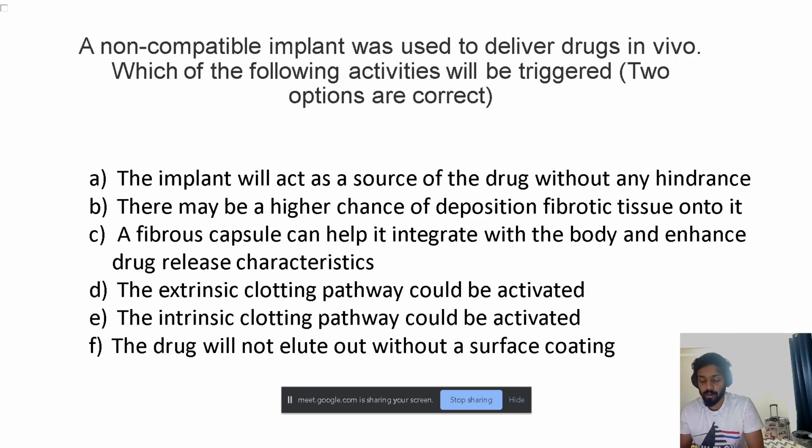The drug will not elute out without a surface coating. Okay, it's not necessarily the case. The drug might still elute out, but at a much lower quantity than what you want the profile to be, right? So, for now, it seems like there may be a higher chance of deposition of fibrotic tissue onto it, and the intrinsic clotting pathway could be activated. So, yeah, those two are the correct options. Do you guys have any questions?